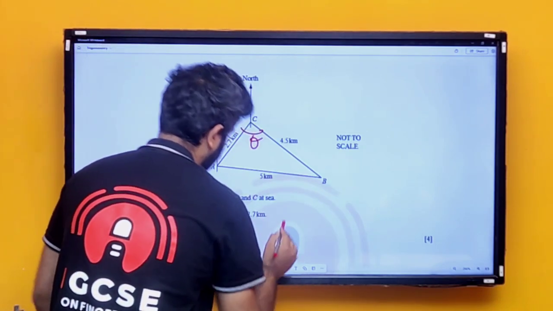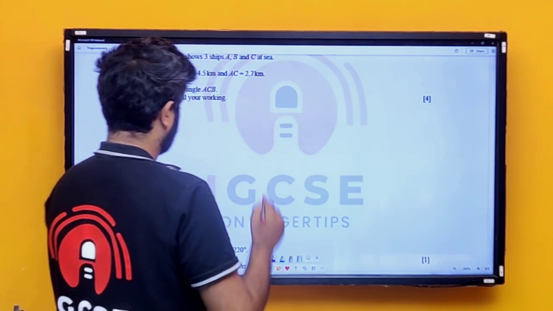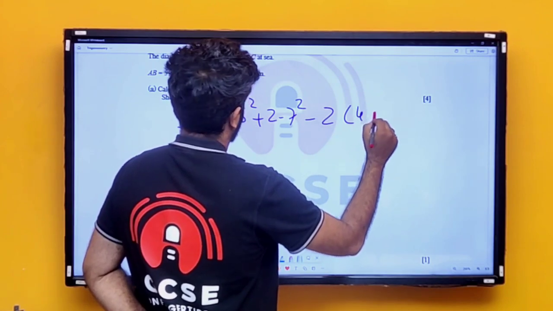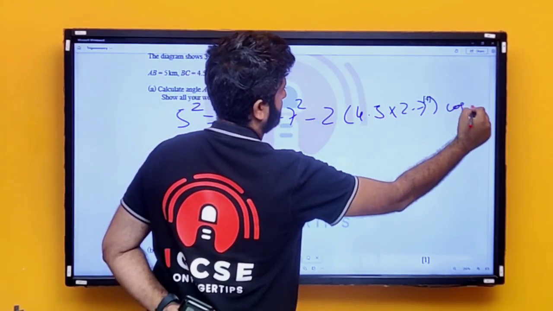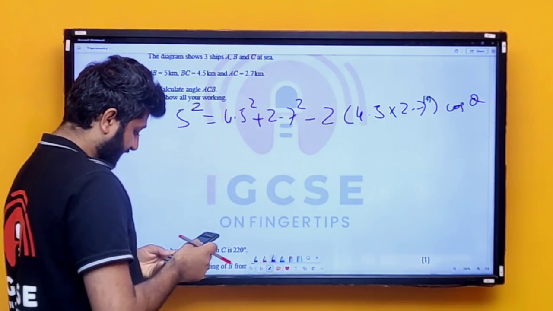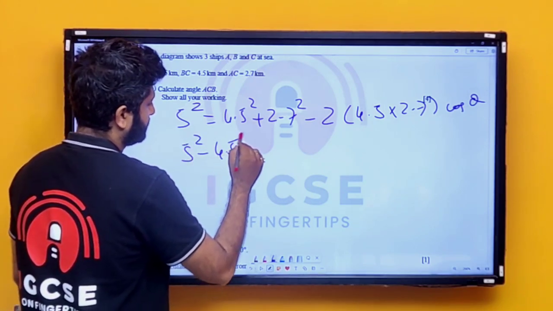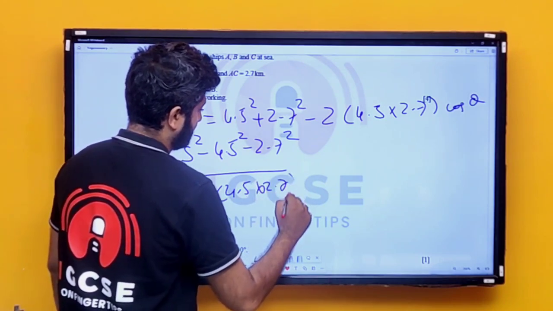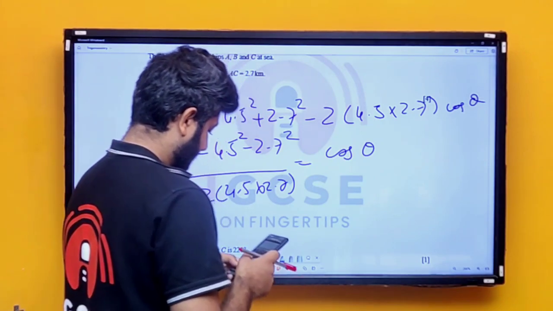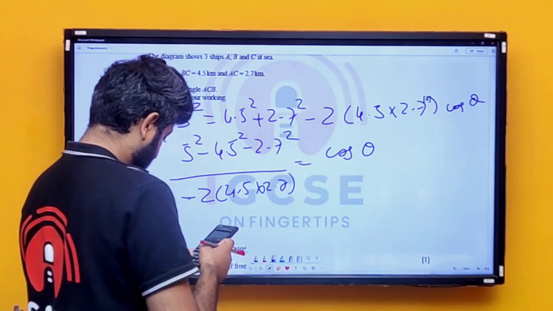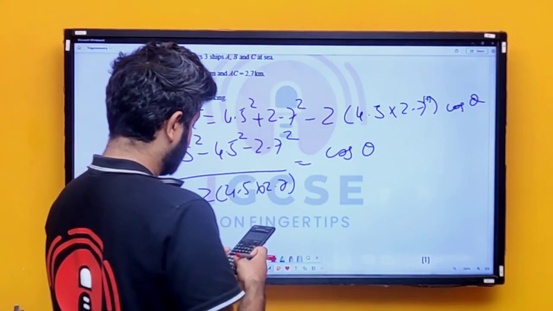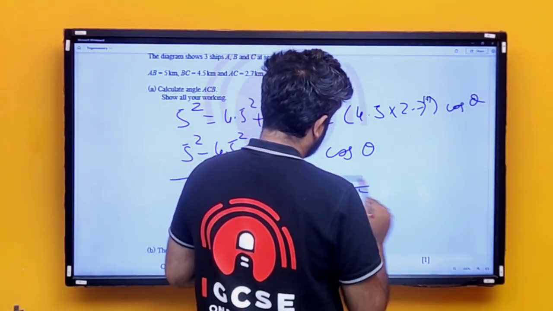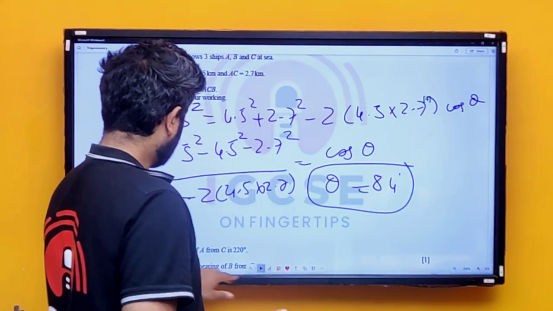Okay. So I can use the cos rule which says 5 square equals 4.5 square plus 2.7 square minus 2 into 4.5 into 2.7 cos theta. So rearranging this and finding the answer, (5 square minus 4.5 square minus 2.7 square) upon (negative 2 into 4.5 into 2.7) equals cos theta. Cos inverse of the answer is 84.000, so my theta is 84 degrees.